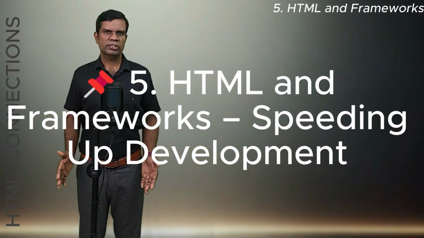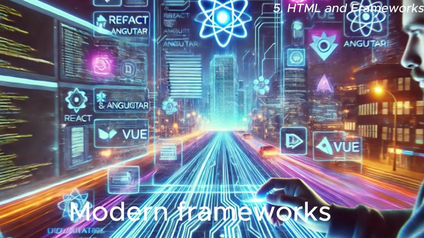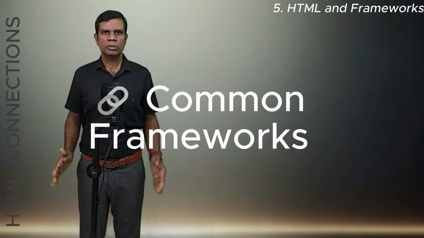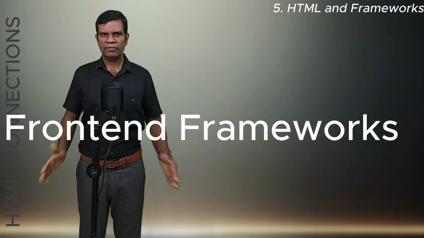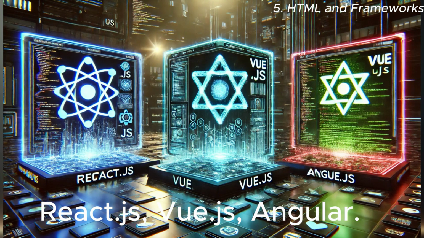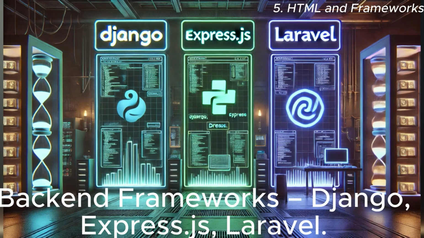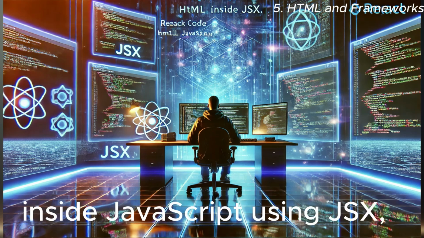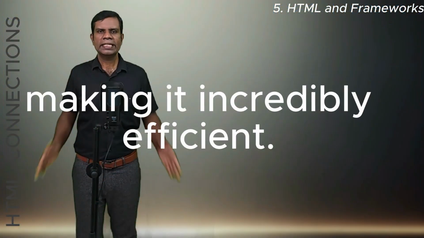HTML and frameworks, speeding up development. Modern frameworks make web development faster and more efficient. Common frameworks. Front-end frameworks: React.js, Vue.js, Angular. Backend frameworks: Django, Express.js, Laravel. Example, React allows developers to write HTML inside JavaScript using JSX, making it incredibly efficient.